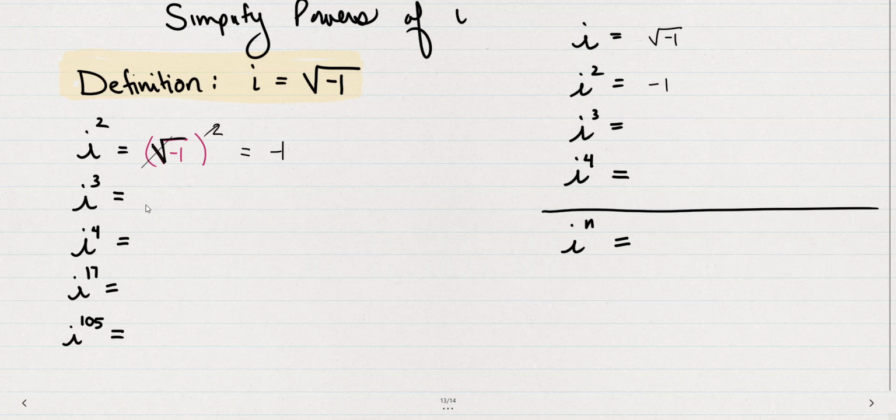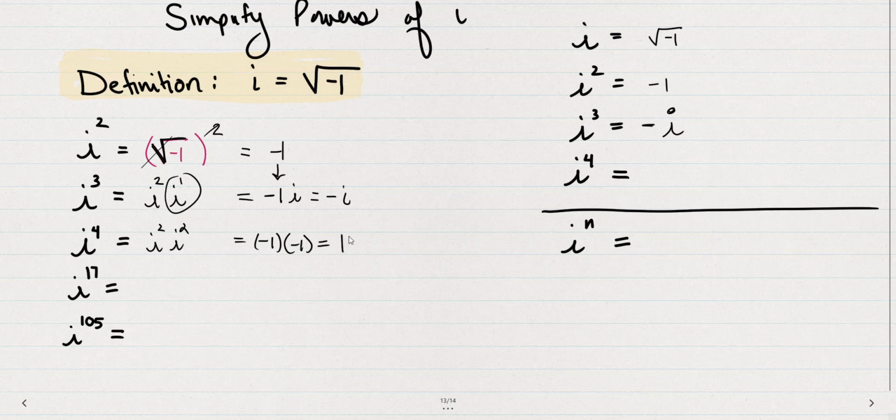i cubed. If I pull out the i squared, because remember, i to the third power we could rewrite as i^2 times i^1, because 2 plus 1 equals 3. But that i squared is -1, and then we have -1 times i, so it's just a negative i, or the opposite of i. And now if I do i to the fourth, what if we use the i squared times i squared? So then it's -1 times -1, and that gives us a +1.